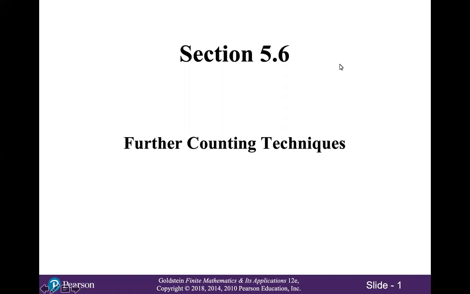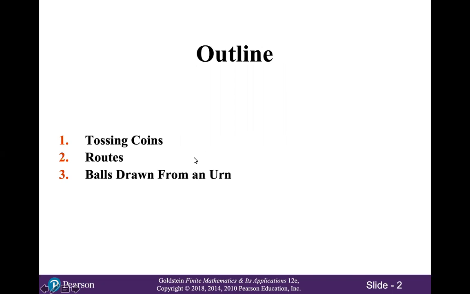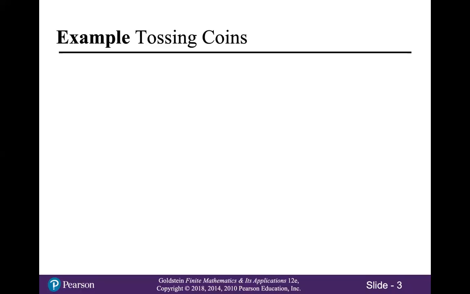Hi, everybody. It's Professor Mitchell, and we are finishing up Chapter 5 today, looking at Section 5.6 on further counting techniques. In this section, we will look at problems with tossing coins, problems about roots, and problems about balls drawn from an urn. And I've even thrown in a few extra problems at the end, a couple which I'm saving for audience participation. All right, so we'll start with tossing coins.